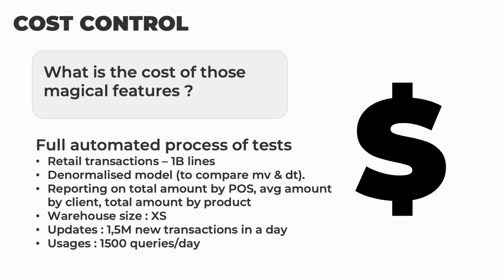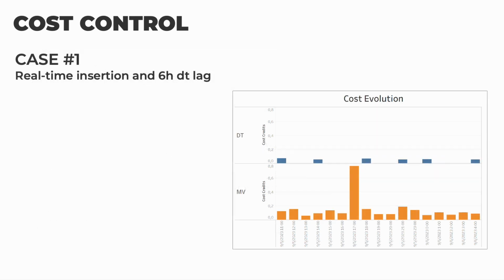Let's go into the details of use case 1. So we're in a use case with near real-time insertion. What we call real-time here is that we're going to insert several thousand lines per minute. That's what we call real-time in our case, and we've set our dynamic table target lag at 6 hours.